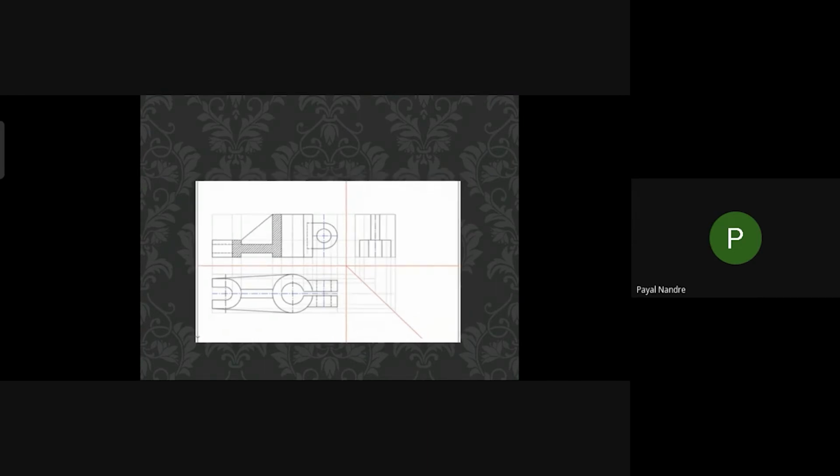Then draw the 10 mm rib which is present at the bottom and join the other rib which is visible in the top view. After that, draw the circle of 8 mm and semicircle of 15 mm. Then join the cylindrical portion present at the backside of the object. After that, hatch the sectional part.